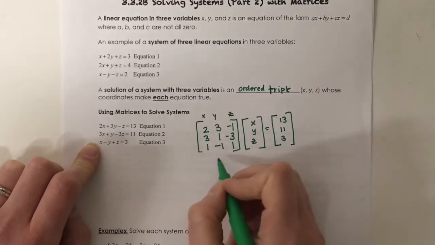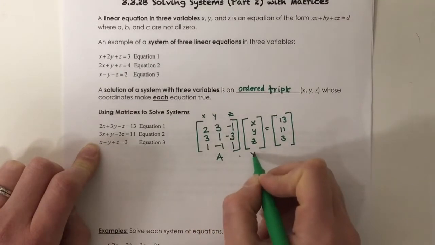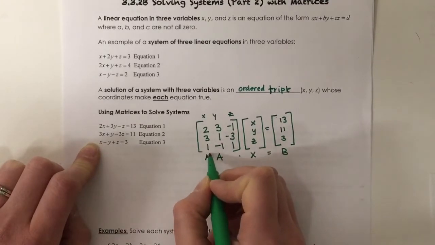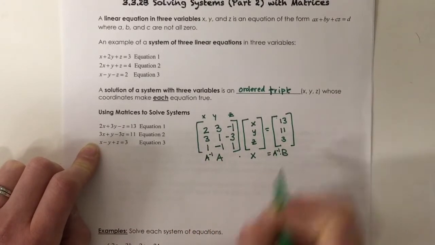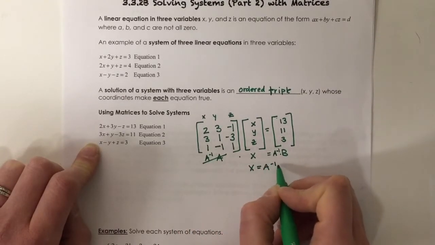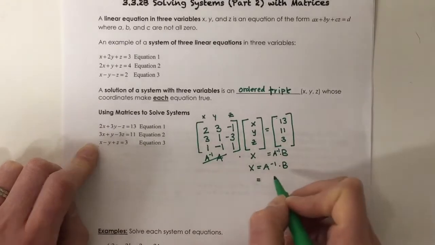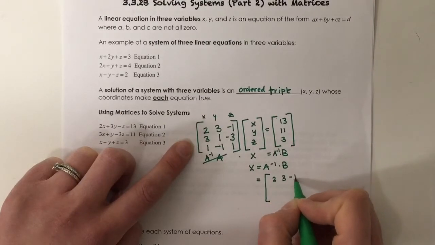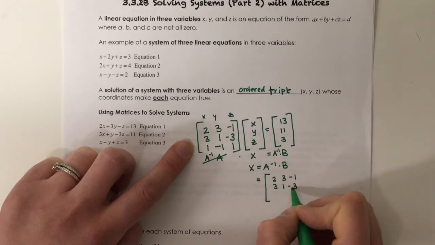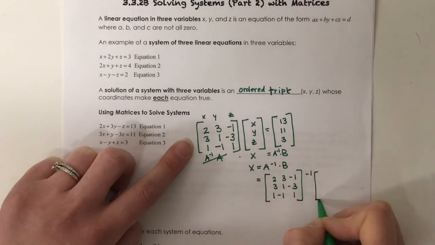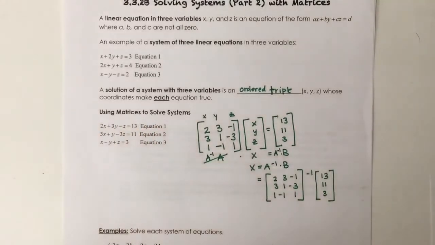So remember from last class, if this is matrix A times matrix X equals matrix B, the way I undo this matrix A is I take the inverse of A times B. That cancels such that matrix X equals the inverse of A times B. The inverse of A, I'm going to take this in my calculator in a moment, but I'm going to do 2, 3, -1, 3, 1, -3, 1, -1, 1. Taking the inverse of this times my answers of 13, 11, 3, and I'm typing that in my calculator.